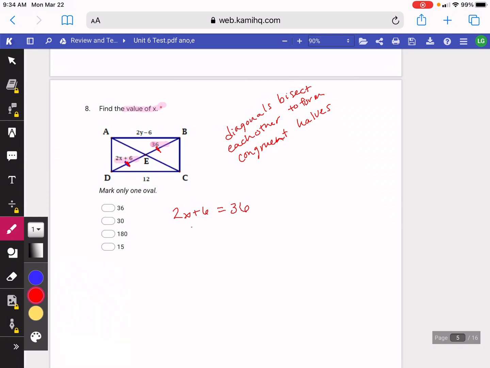And we could use that equation to solve for x. Here, the opposite of adding 6 would be to subtract 6. And then the opposite of multiplying 2 would be to divide by 2. So our answer for x is 15.